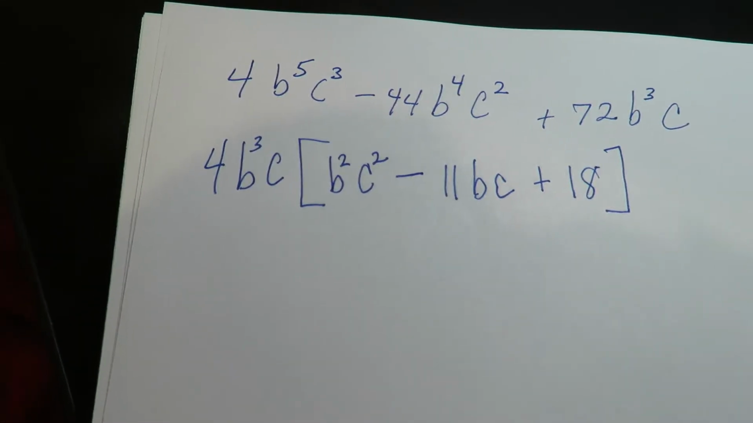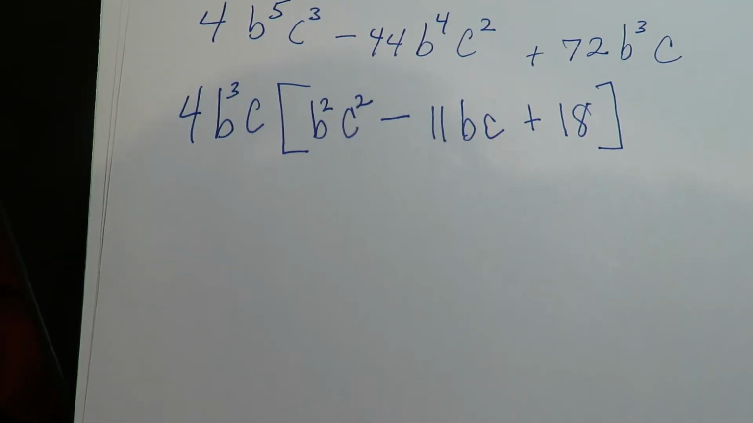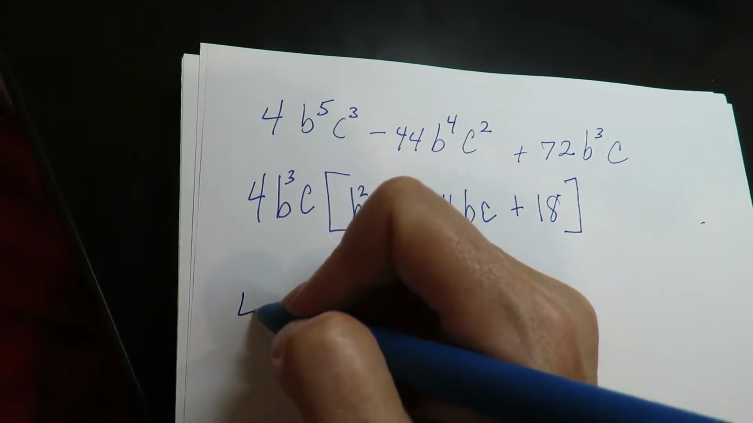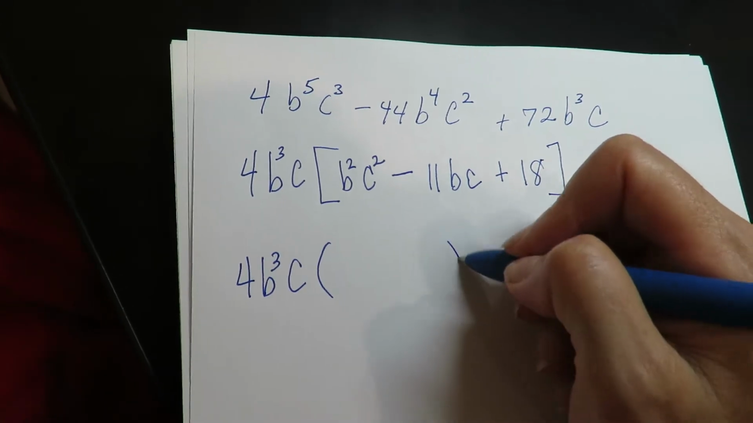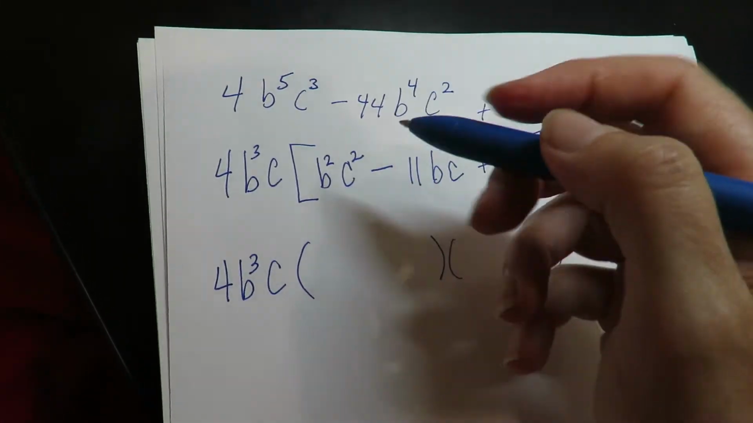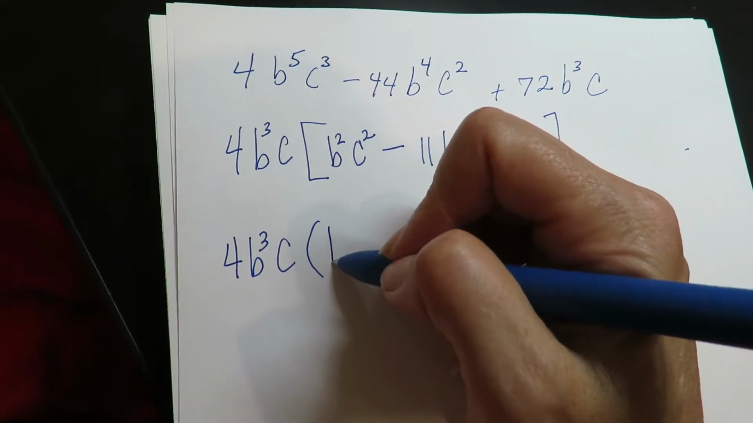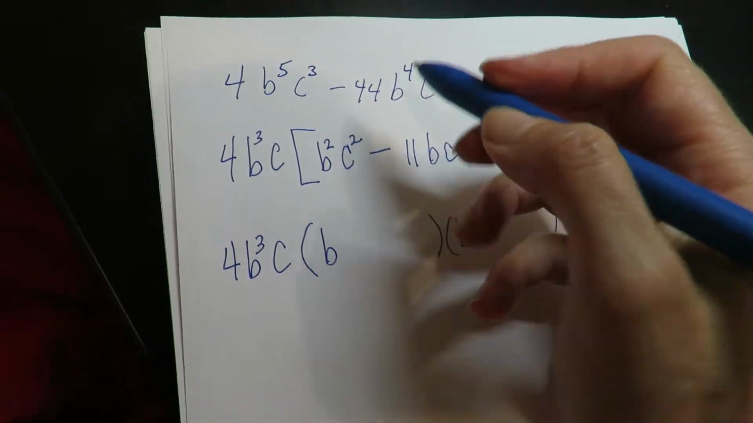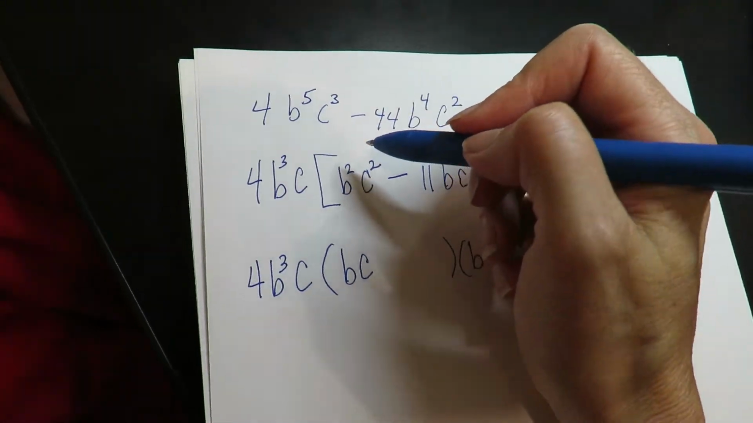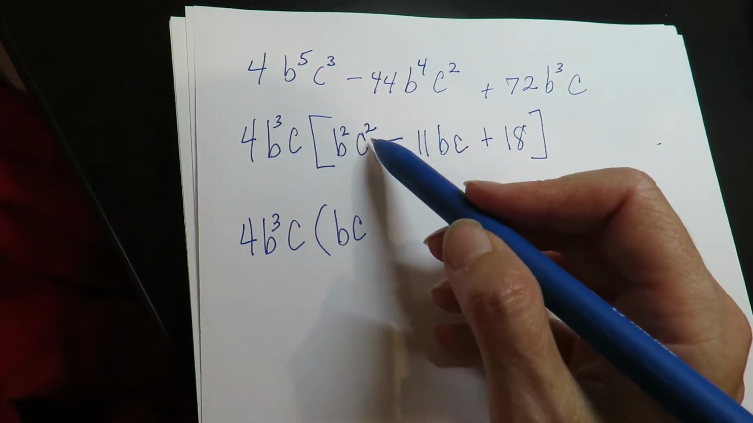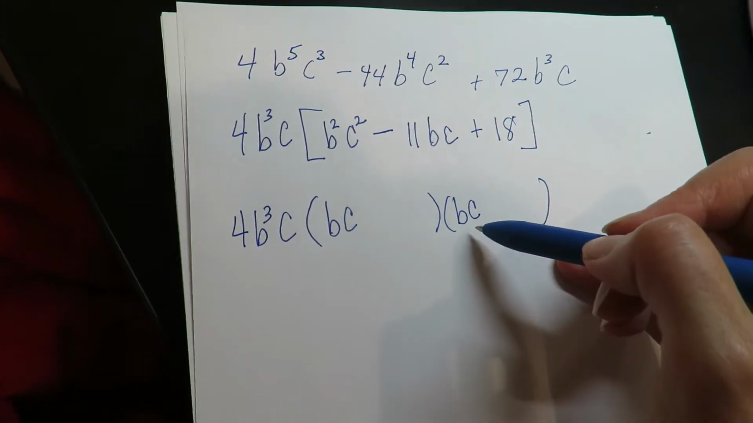Alright, so this one looks a little weird, but this is actually quite factorable. In terms of the variables, to make a b squared, you need a b times a b. To make a c squared in the front, you need a c times a c. Or another way to look at it is to make b squared c squared, you need bc times bc.